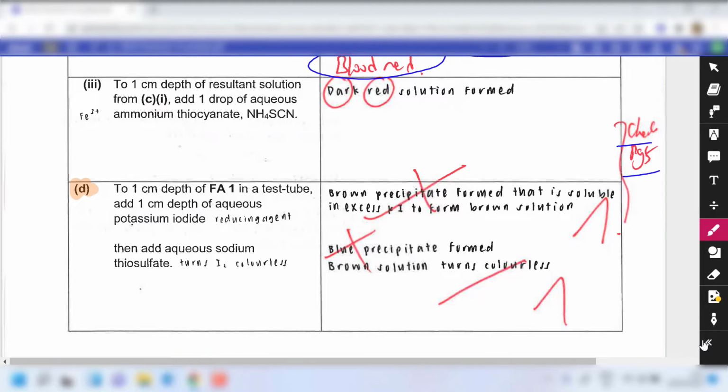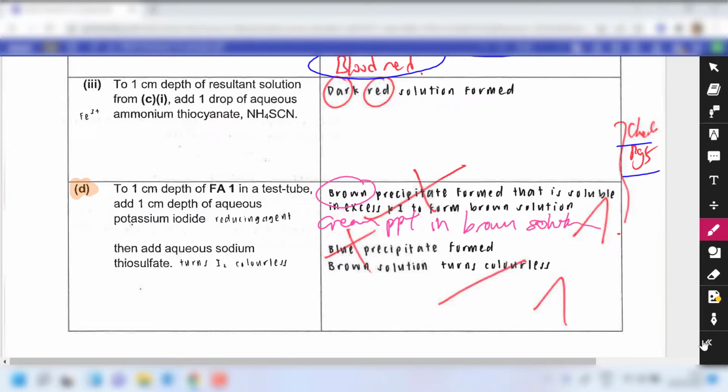Okay, so I think that should be sufficient. Whatever I show you should be sufficient for you to be able to observe it the next time and to be able to write it out. So it's definitely not brown PPT. If you observe it carefully, the PPT is either cream or white in color. So you should write cream PPT in brown solution.